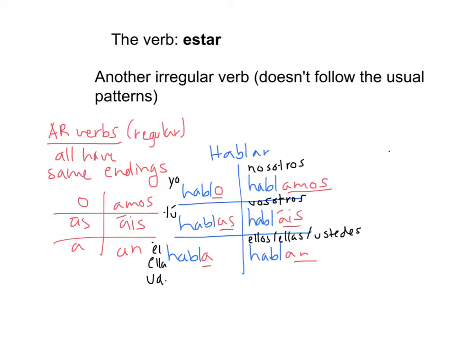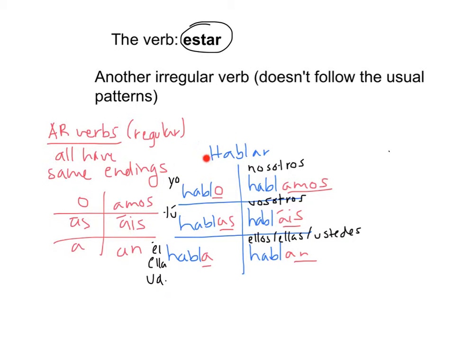So the next verb we're going to talk about is the verb estar. E-S-T-A-R, estar. So it's another irregular verb, which means that it does not follow the usual patterns. When I'm talking about patterns, I'm talking about the AR verbs that we've already seen. We already know that AR verbs have the same endings, right, for any regular verbs: o, as, a, amos, áis, an.